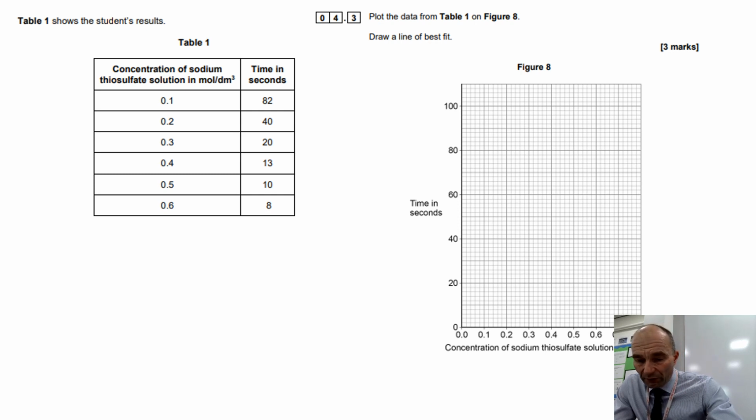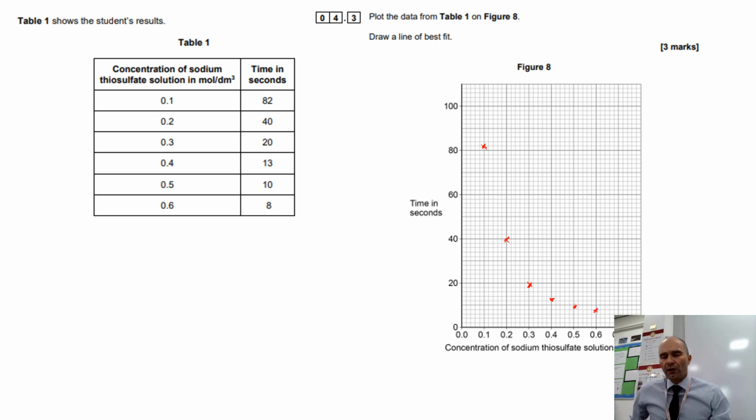So our first number is 82. So it's one small square above 80. 0.2 is a bit easier because it's dead on 40. And then 0.3 is on 20. And then 0.4 is 13. So that's 1.5 squares above that one. And then we're on 10, then 8 seconds.